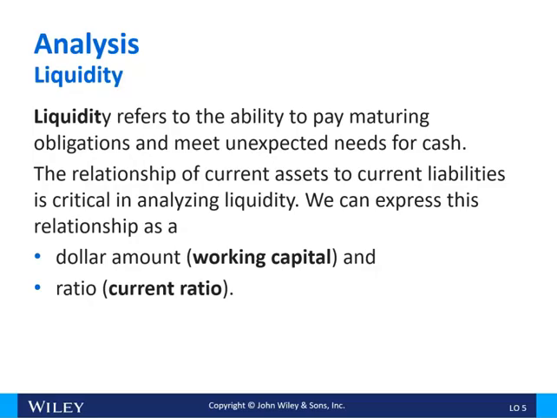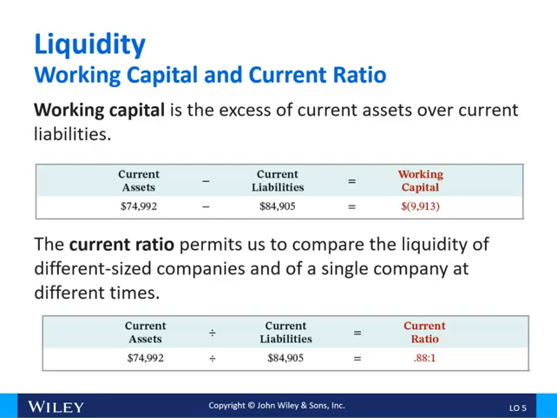Liquidity refers to the ability to pay maturing obligations and meet unexpected needs for cash. The relationship of current assets to current liabilities is critical in analyzing liquidity. We can express this relationship two ways. One as a dollar amount, it's called working capital, and as a ratio, we call it the current ratio. So if we look at the working capital, it's the excess of current assets over current liabilities. So we take current assets minus current liabilities. In this case, we have negative working capital.